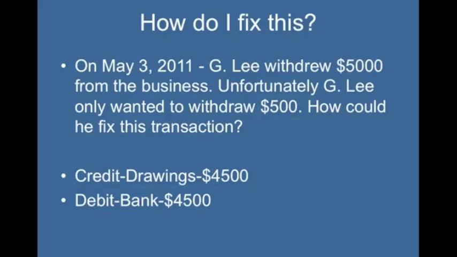For the next slide, we can solve Mr. Lee's problem through a very simple method. Since Mr. Lee took out $5,000 instead of $500, we can subtract these two, which equals $4,500. Therefore, in order to fix this transaction, we can deposit $4,500 back into the bank, which leaves $500 cash. In conclusion, we credit Mr. Lee's drawings by $4,500 and debit the bank by $4,500.